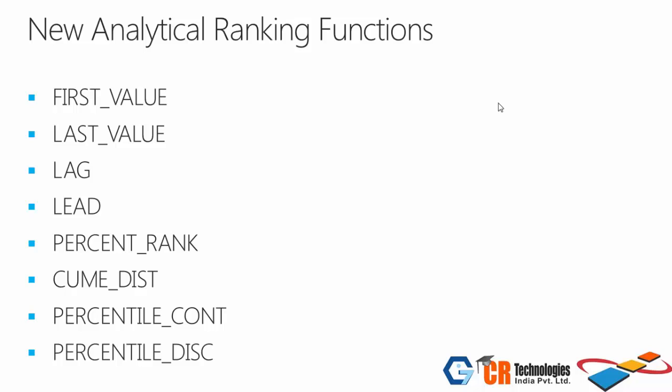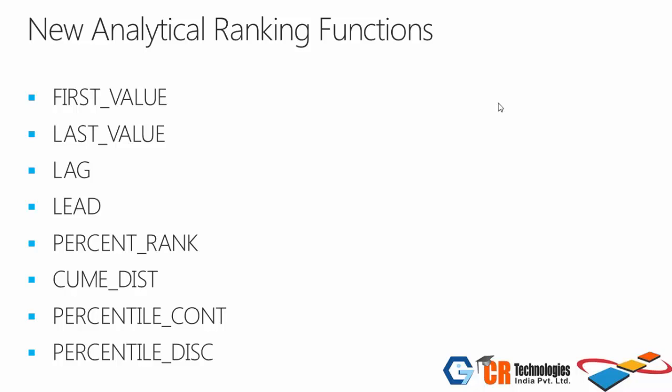So today when we talk about these new analytical functions, you need to remember they have to be associated with an order by. They could be partitioned by a partition by, and they could be framed with a between clause. The new functions that we'll be discussing today are first value, last value, lag, lead, percent rank, cume dist, percentile cont, and percentile disc.